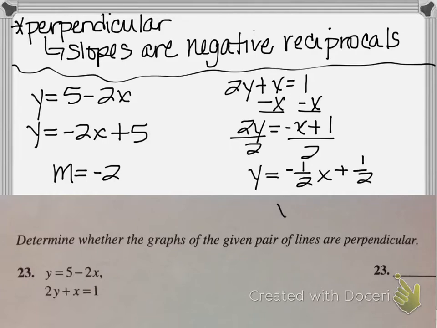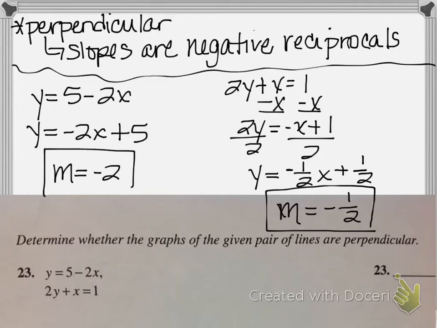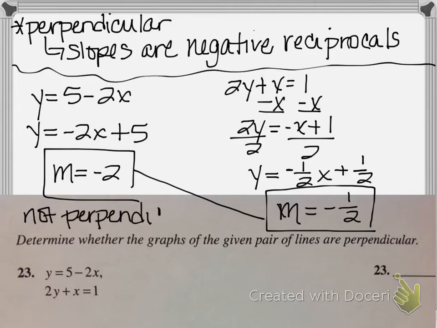So my slope is negative 1/2. So if I compare my slopes of negative 1/2 and negative 2, they are not negative reciprocals of one another. They are reciprocals, but not negative reciprocals, which means they are not going to be perpendicular. One would have to be positive and one would have to be negative in order for them to be perpendicular lines.